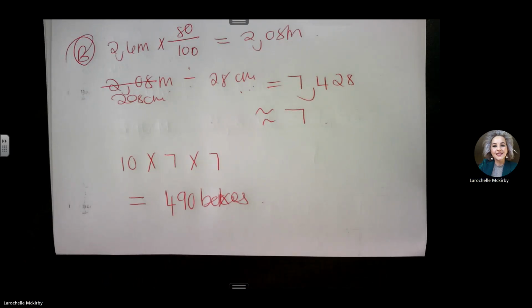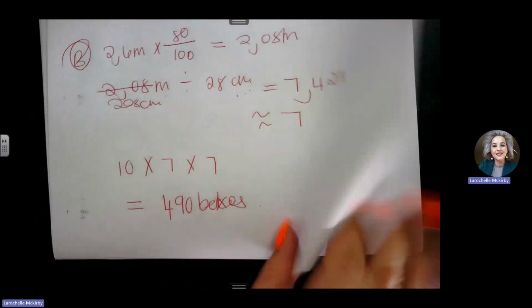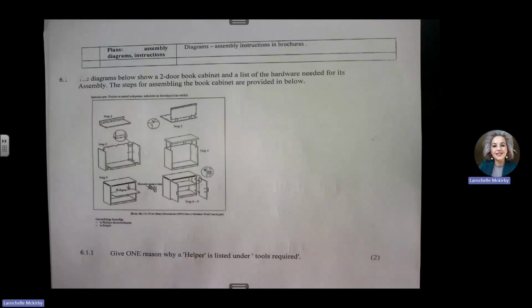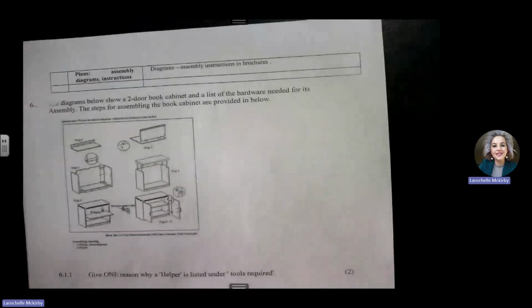Right. Okay, people, we are now at the last section of this session, and we are at plans, assembly diagrams, and instructions. And I think this is, in my opinion, the easiest one to do. This is all just written there, and you need to know and use your general knowledge to just answer the simple questions that are given to you here. So let's have a look.